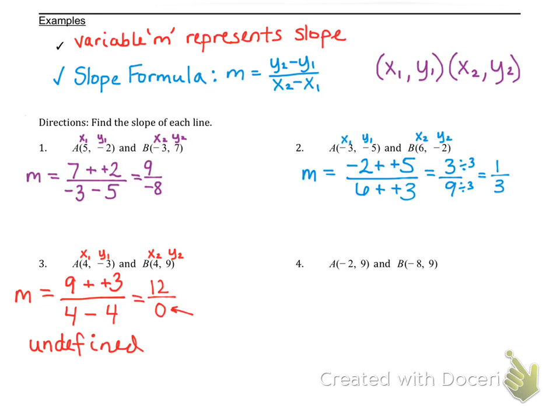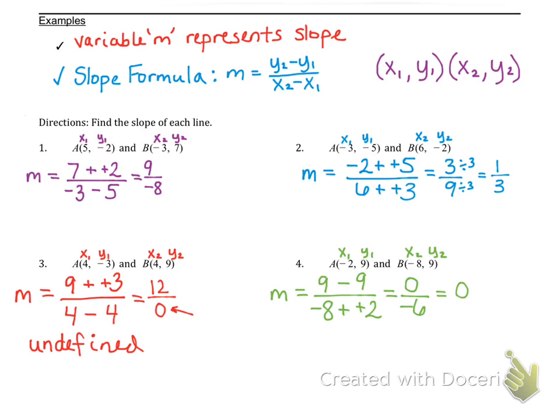Let's try number 4 now. So first I'm going to label x1, y1, x2, y2. And I'm going to do y2, which is 9, minus y1, which is 9, over negative 8, which is x2, minus my x1, which is negative 2. So on the top we have 9 minus 9, which is 0. On the bottom we have negative 8 plus 2, which is a negative 6. Now when the 0 is on the top, 0 divided by a negative 6 is equal to 0.